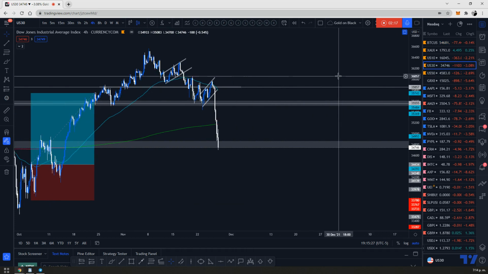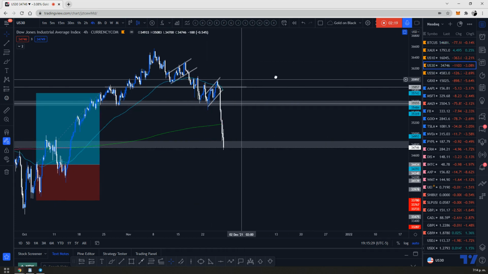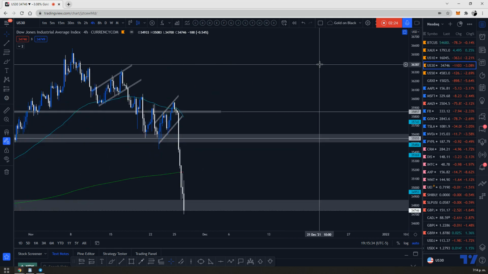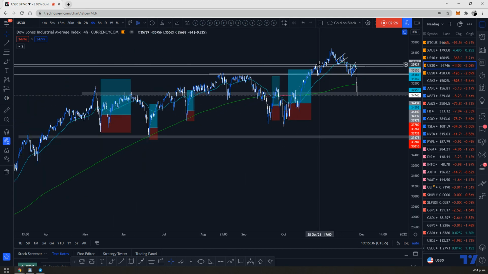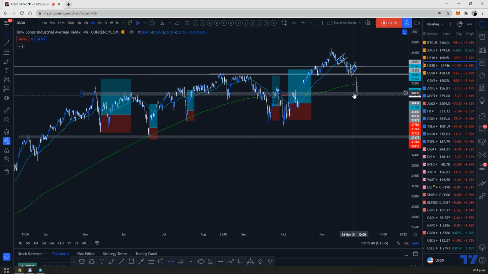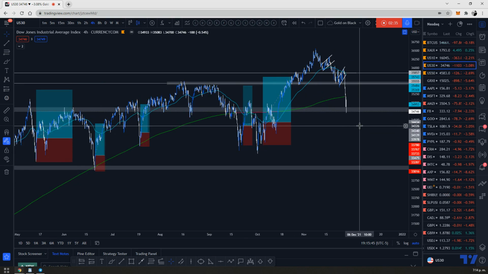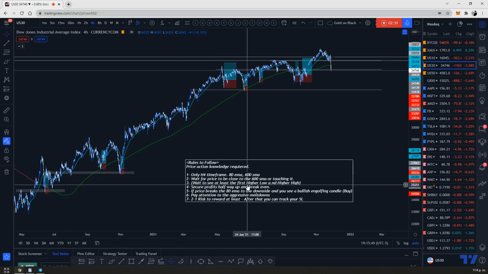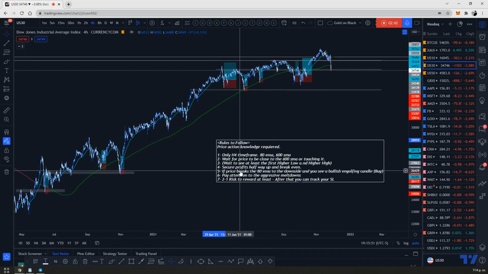Right now, you see that on US 30 we are below the 600 on a 4 hour. So what do you think is going to happen? This is a nice zone. This is actually a daily zone right here. The market is touching right there, so we could start seeing some type of rejection. Now, one of the rules here is to secure profits halfway up and move to break even, and if price breaks the 80, okay.